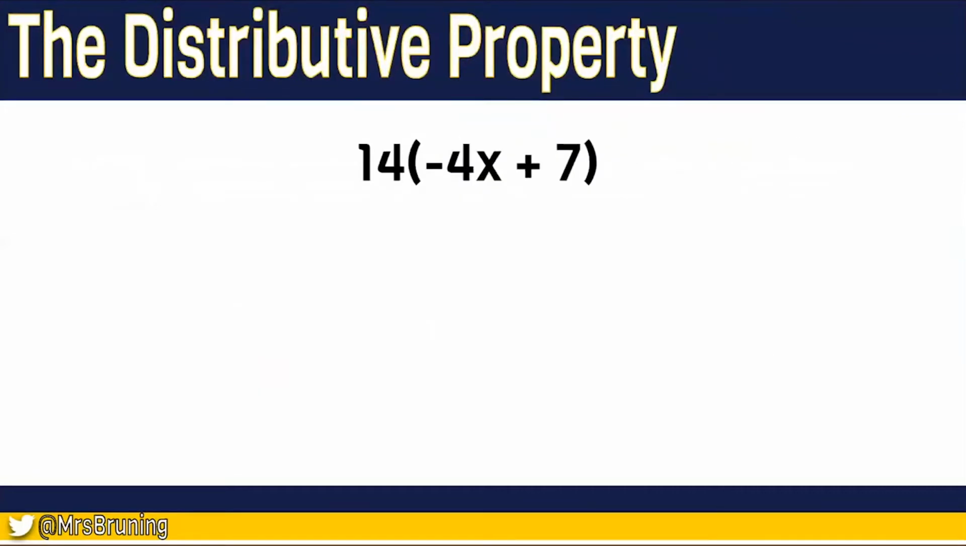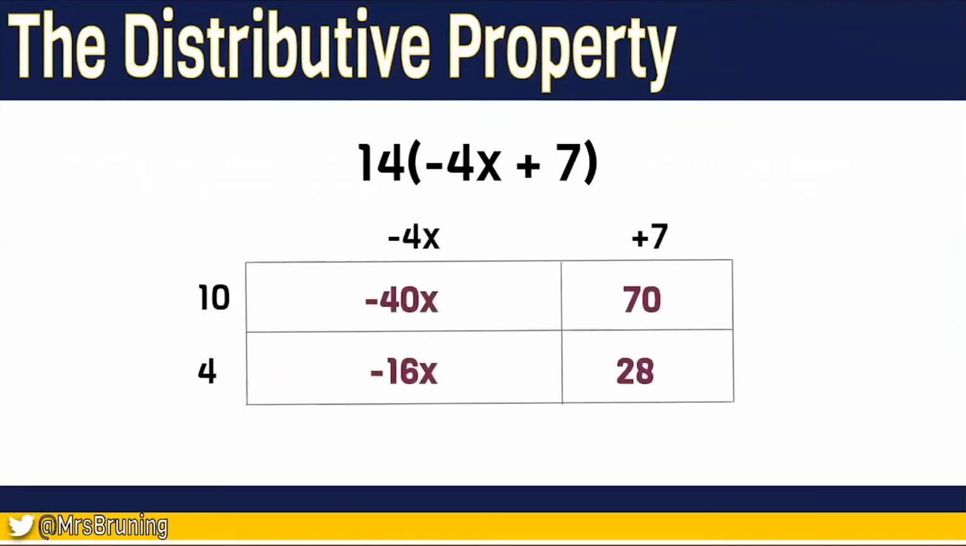What about this expression? Students can not only decompose the expression negative 4x plus 7, but they can also decompose the 14 to make the problem more accessible. Again, to obtain the simplified expression, students simply add together the partial products to get an equivalent expression of negative 56x plus 98. Be sure to model and explore all of these options.